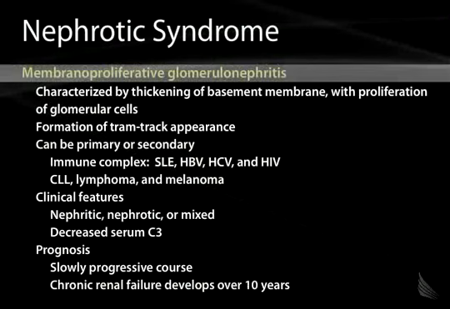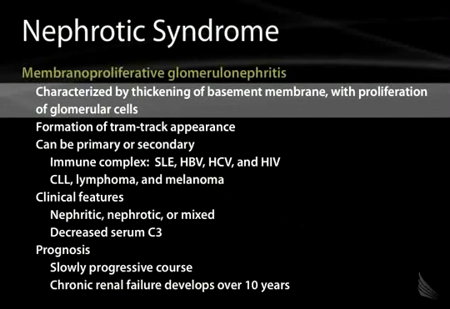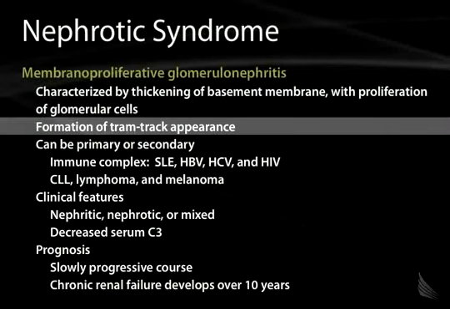A fourth type of nephrotic syndrome is what we call membranoproliferative glomerulonephritis. This is characterized by thickening of the basement membrane itself and proliferation of the primary glomerular cells. The characteristic appearance on EM that you see in this is what we call a tram track appearance, where you've got interruption of the basement membrane by these lobules of antigen-antibody complexes.